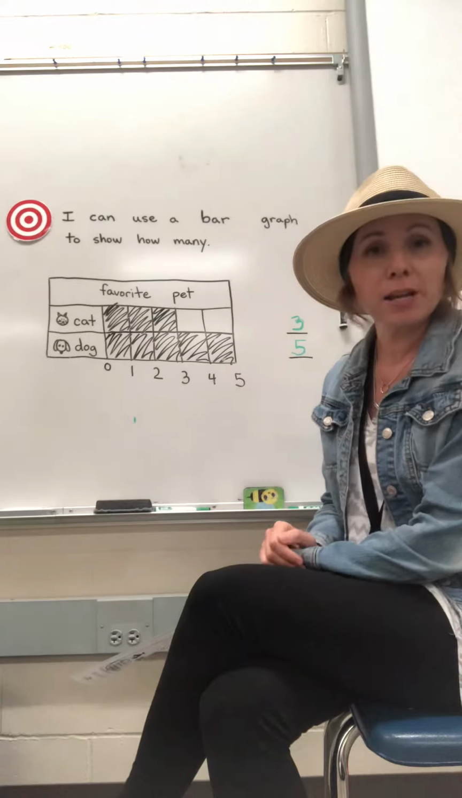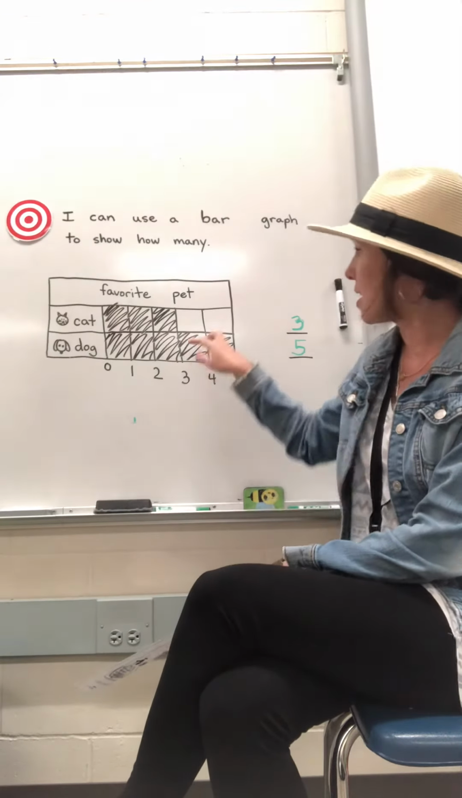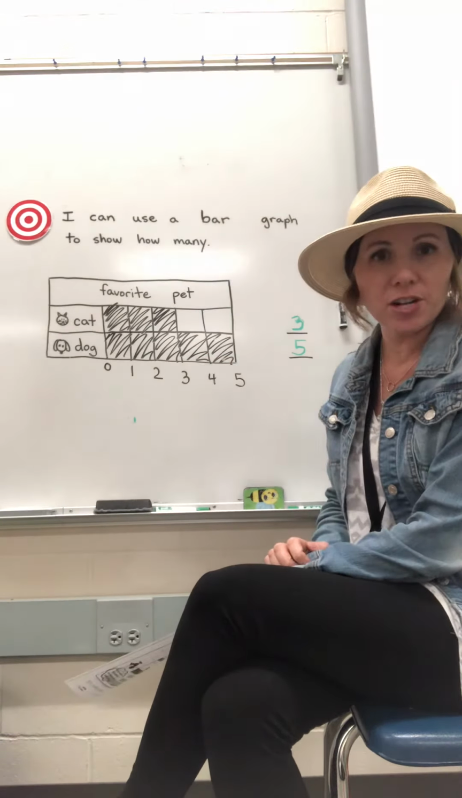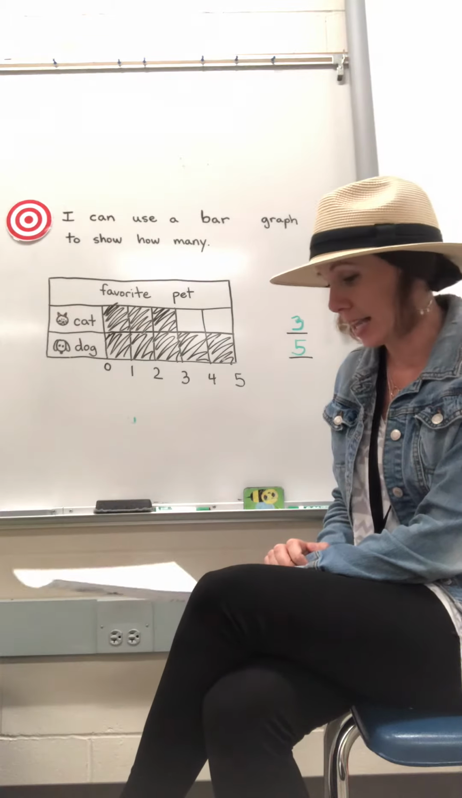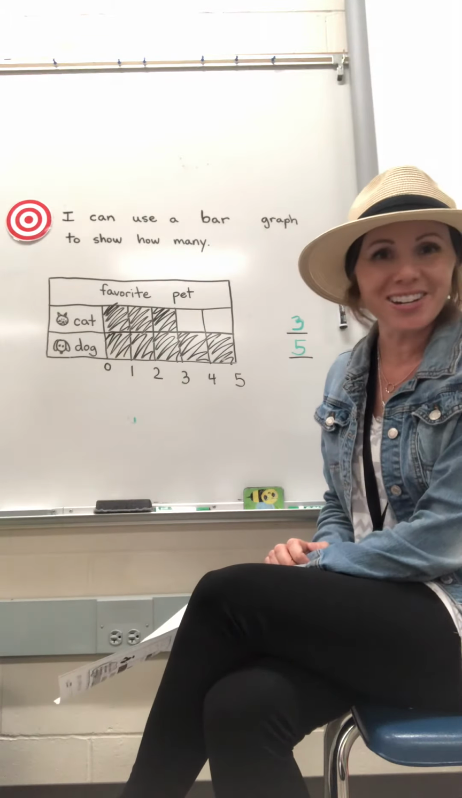Now, if I said how many fewer like cats than dogs, I have 2 less boxes colored in, so I could say 2 fewer liked cats than dogs. And that's what you're doing today.